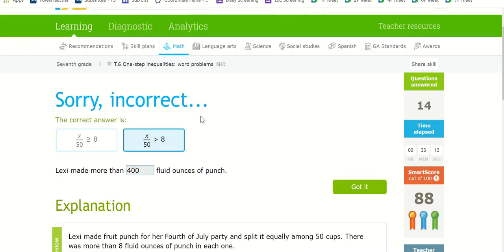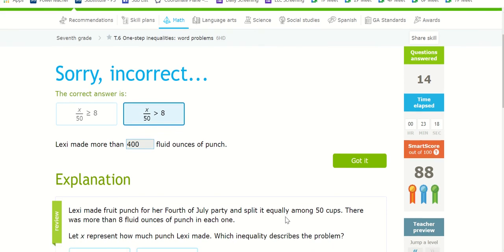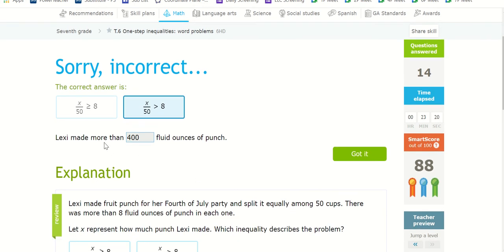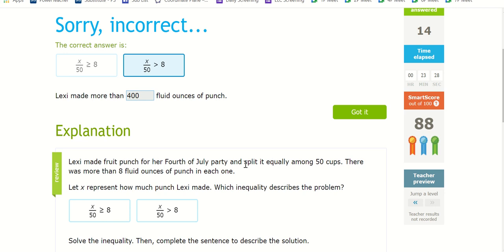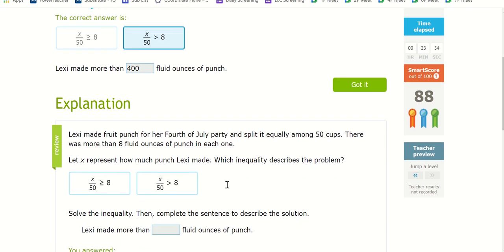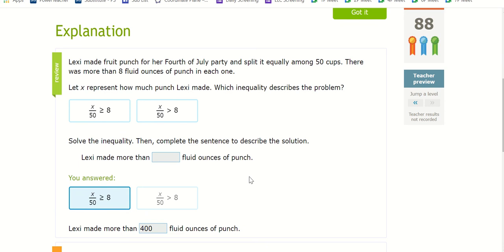Hey guys, so I got up to like 96 and I missed one. So what happened to me was this. I didn't read very carefully. I got kind of lazy with it. In this one, she made more than 400 fluid ounces of punch. If you read the problem, Lexi made fruit punch for her 4th of July party. She split it equally among 50 cups. There was more than 8 fluid ounces of punch in each one.